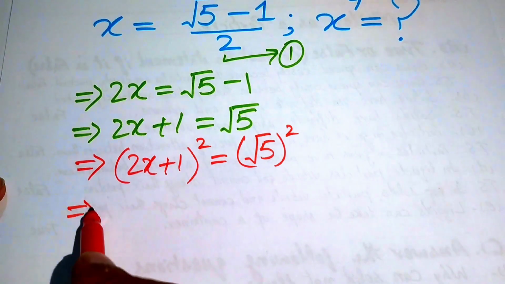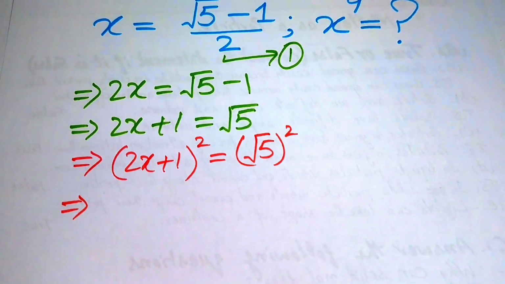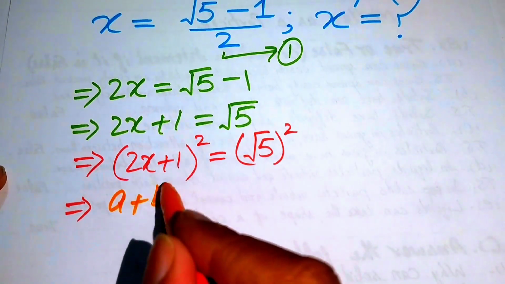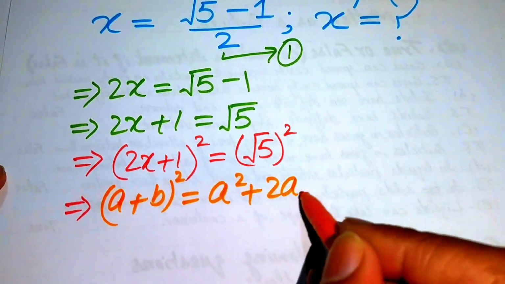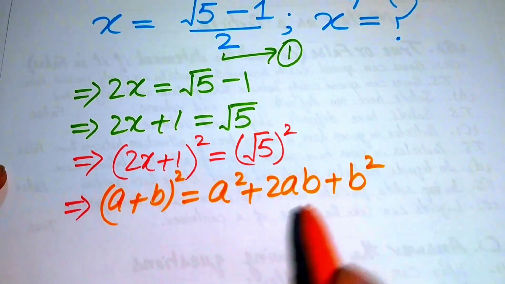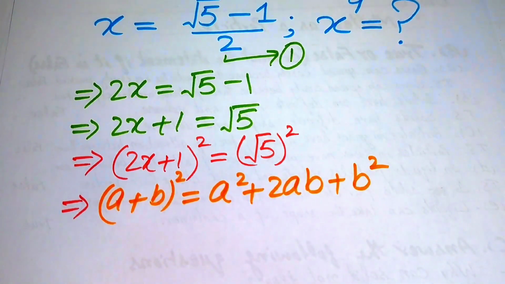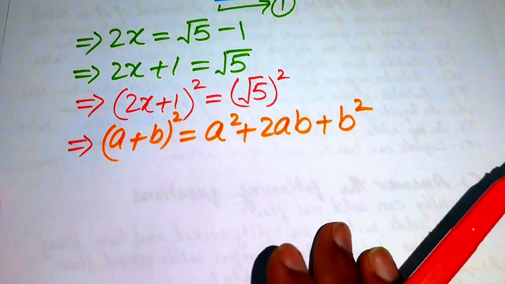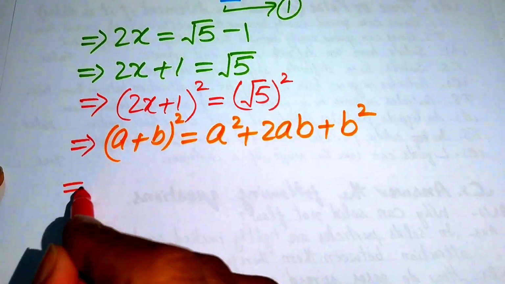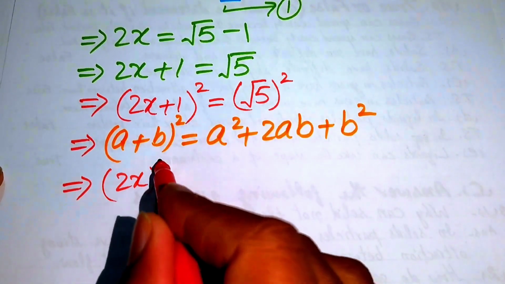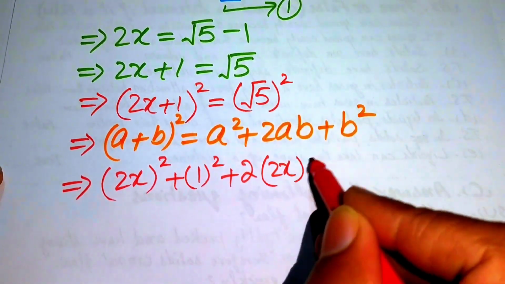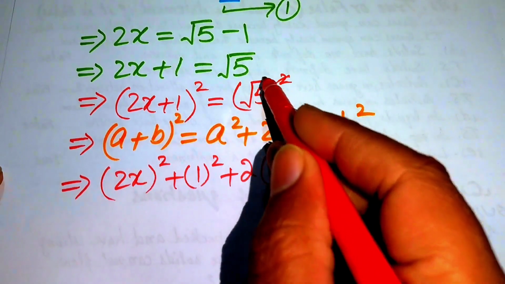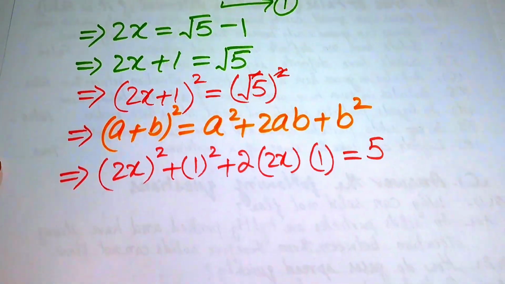Here we use the square identity, which you very well know. If we have (a plus b) whole square, it equals a square plus 2ab plus b square. We use this identity on the left hand side of the above equation, and it will be written as (2x) whole square plus 1 square plus 2 times 2x times 1 equals, here the square root and square cancel, and we get 5.